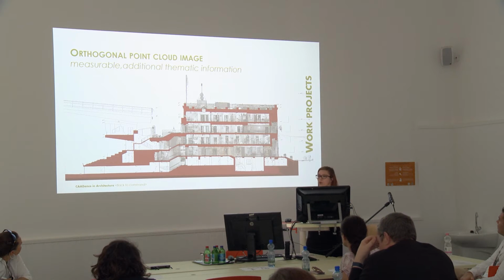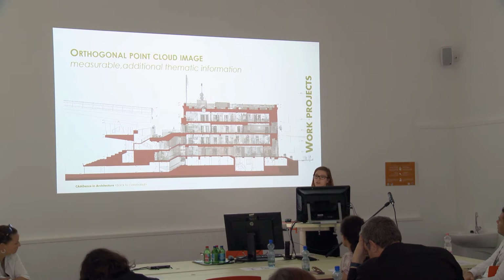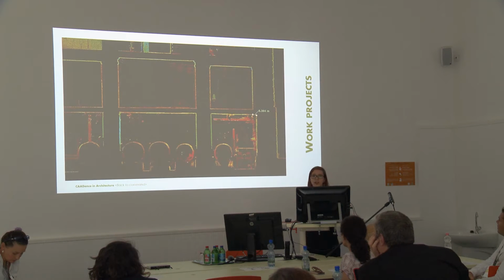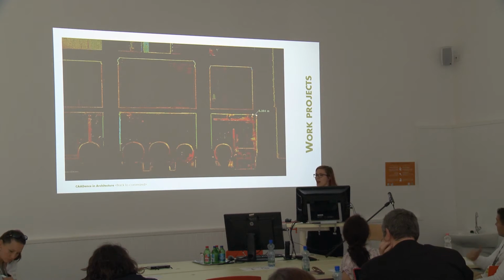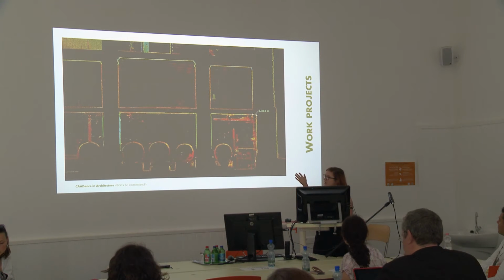From the point cloud, we also made orthogonal point cloud images. It was used as a layer under the vector drawing and provided measurable additional thematic information next to the vector drawing. 1 year after the survey, the structural engineers of the stadium faced an unusual situation. Based on our 2D drawings, the basement of the tower had thinner walls than the ground floor. Based on the virtual dataset, we could make a cross-section from this point cloud, and we proved that there is a difference without further survey.